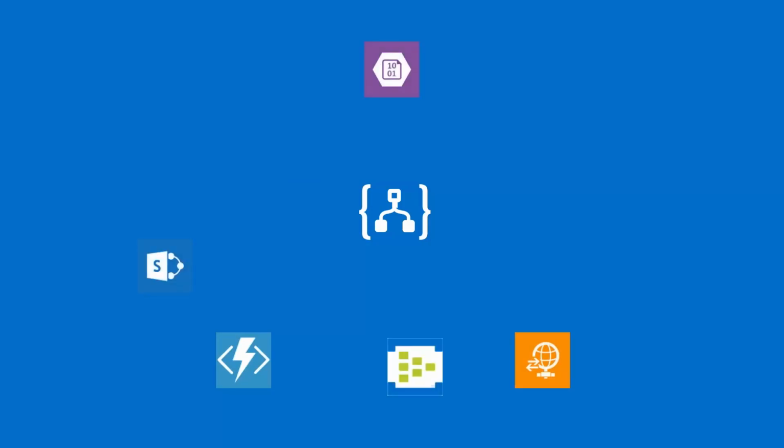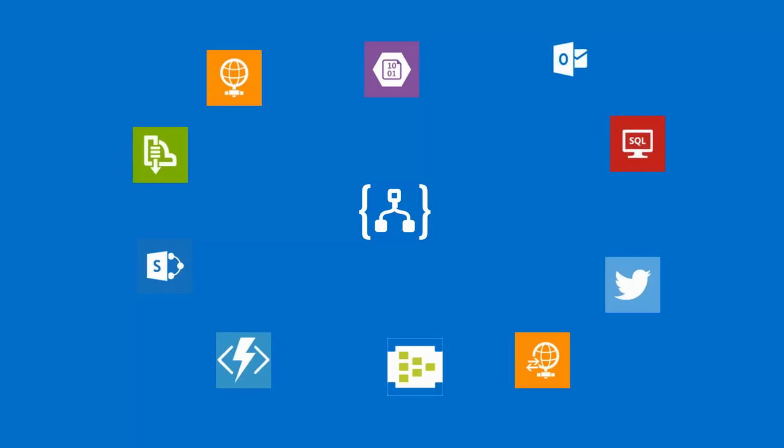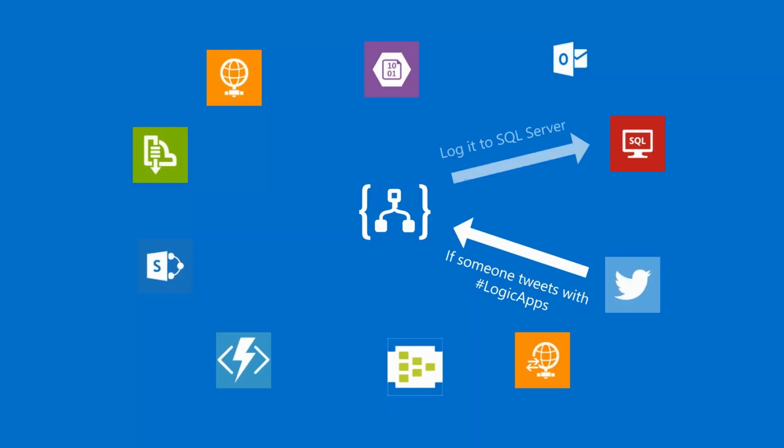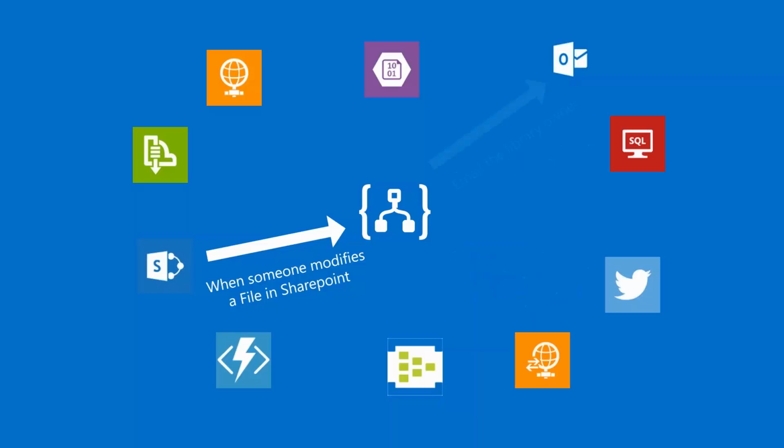Okay, so here's a range of the different things that we can do, just as some examples. Say I want to connect to Azure Functions, or do an FTP, blob storage, SharePoint, Event Hubs, Twitter, Outlook. There are loads of different things it can connect to. If someone tweets with a certain hashtag, log it to SQL Server. So you can do that nice little workflow. If someone modifies a file in SharePoint, email the library owner.